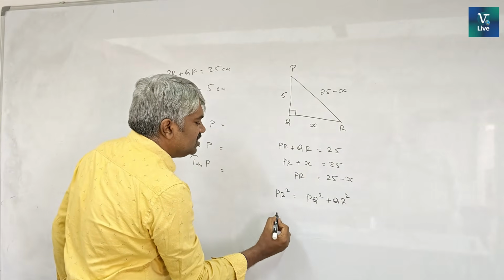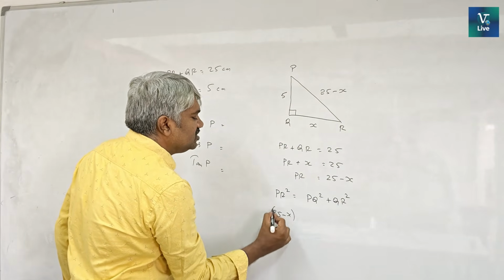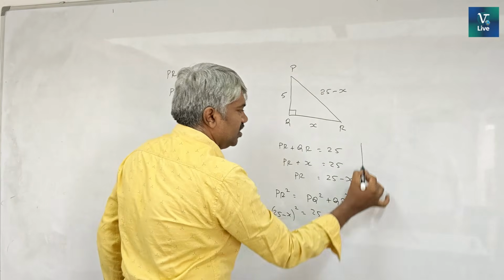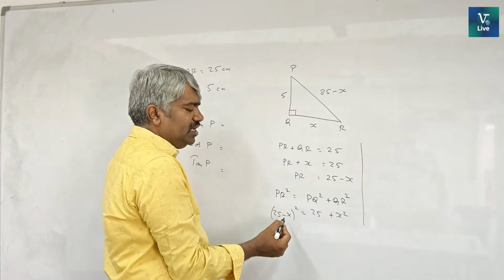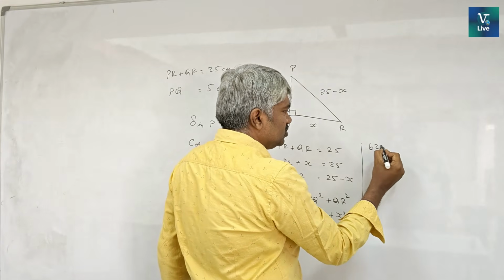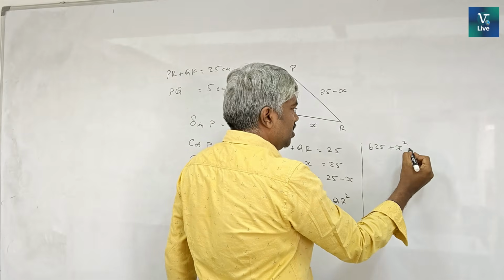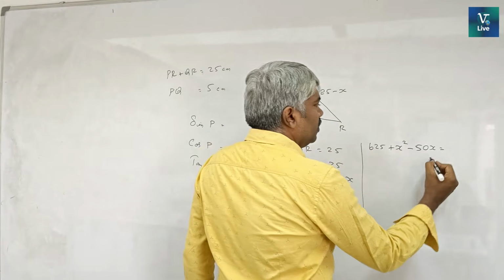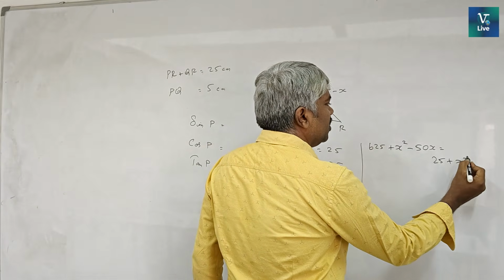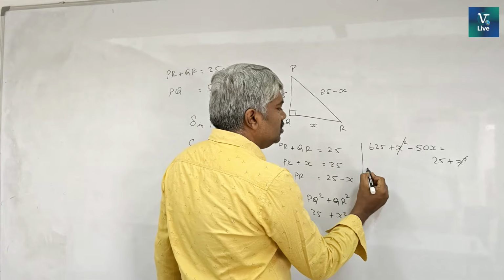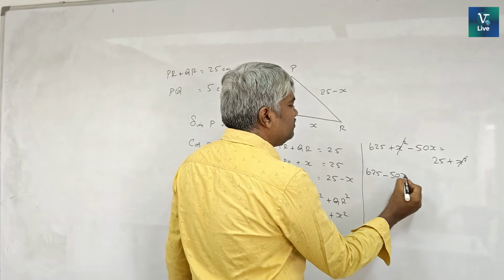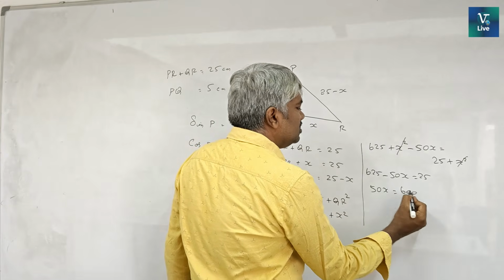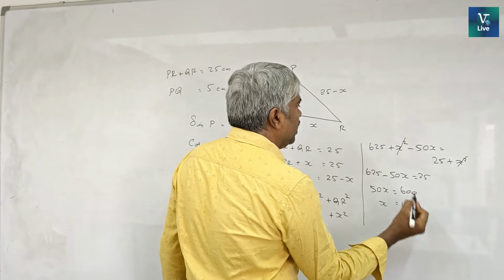So PR is 25 minus x. (25 minus x) whole square equals 25 plus x square, right? So this is of the form (a minus b) whole square, so a square plus b square minus 2ab, which is equal to 25 plus x square. We can cancel x squares on both the sides. So 625 minus 50x equals 25. So 50x equals 600, x is equal to 12.